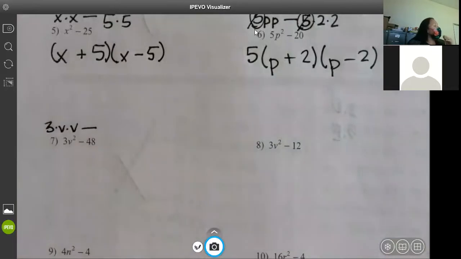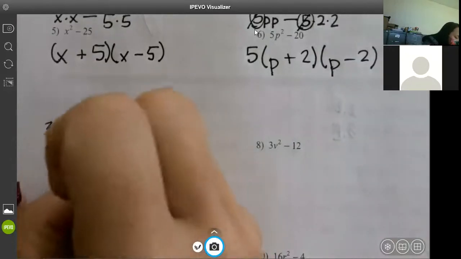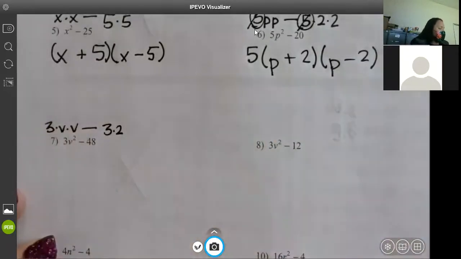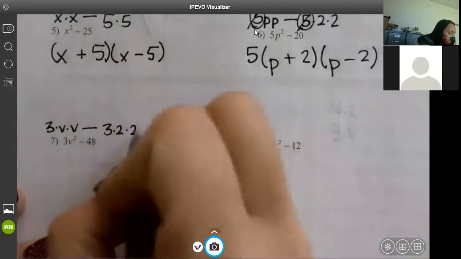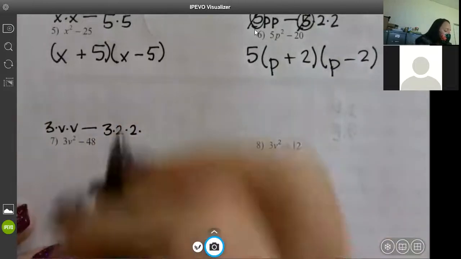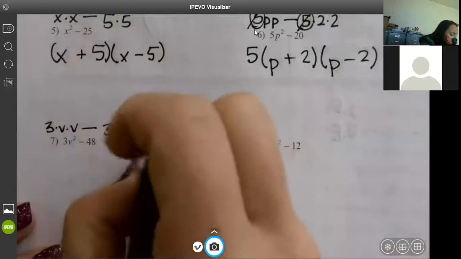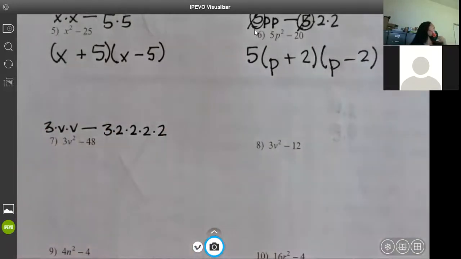Listen carefully. 48 is 6 times 8. 6 is 3 times 2. 8 is 2 times 4. 4 is 2 times 2. Or remember that I told you 8 was 3 2s. Do they have anything in common?